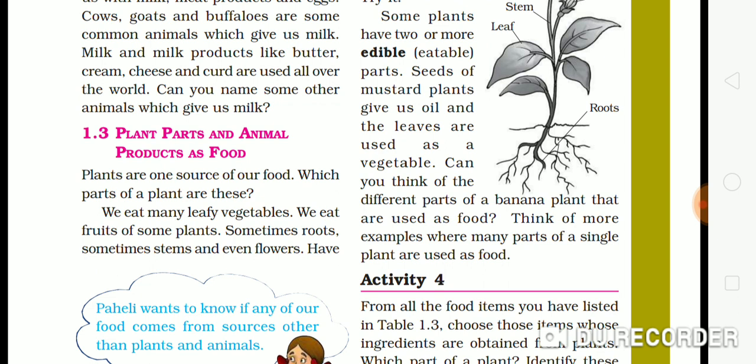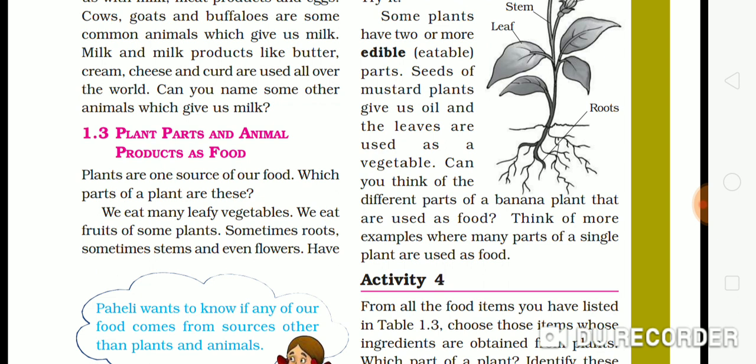Okay, next is the flowers. The flowers of certain plants are also eaten. For example, cauliflower, broccoli, banana, these all are the flowers that we consume in our daily life. Now we move to the next part of the plant that is very important, that is called the seeds.